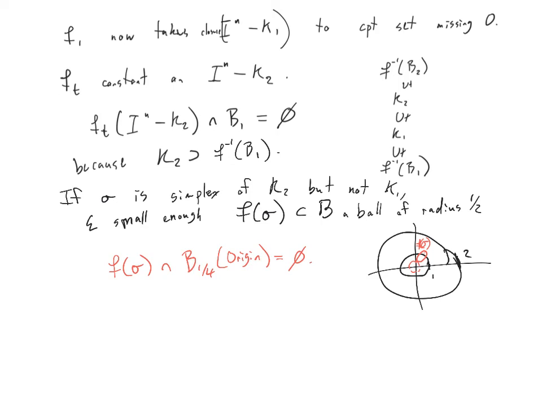And so this now means that F1 takes anything in I^n minus K1, its closure, to something that misses 0, and in particular is missing this whole open set. So F1's image lands in the complement of this open ball, which means it's closed. Also, it's bounded, because I^n is compact. Yeah, we're good.